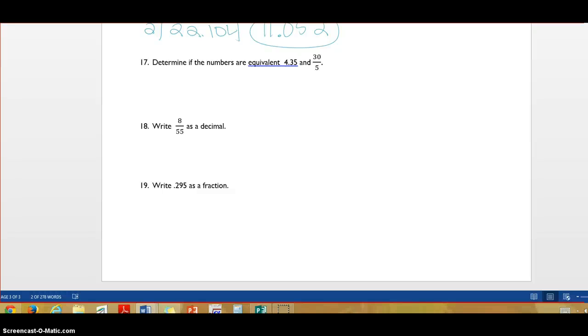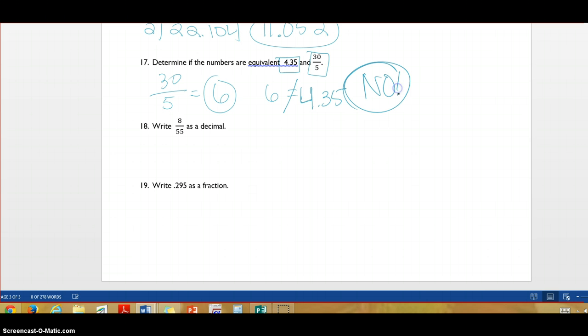Now the next one we're asked to determine if the numbers are equivalent, and our numbers are 4.35, or 4 and 35 hundredths, and 30 over 5. Now I would change my 30 over 5, that improper fraction, to a mixed number. And 5 goes into 30 6 times, so that's really just 6. Now, are 6 and 4.35 equivalent? No, they are not. So we would write no, really big. No, no, no. Definitely not.